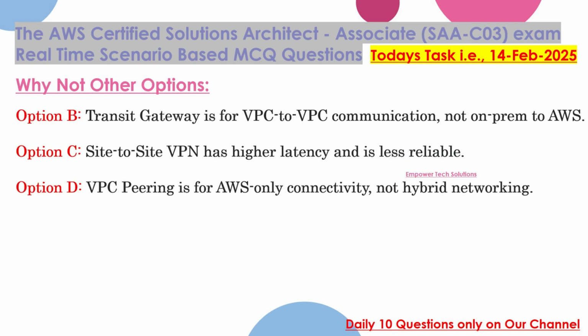Why not other options? Option B. Transit Gateway is for VPC to VPC communication, not on-prem to AWS. Option C. Site-to-site VPN has higher latency and is less reliable. Option D. VPC peering is for AWS-only connectivity, not hybrid networking.